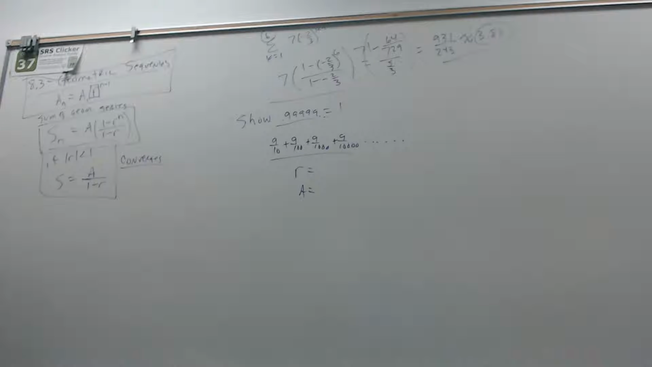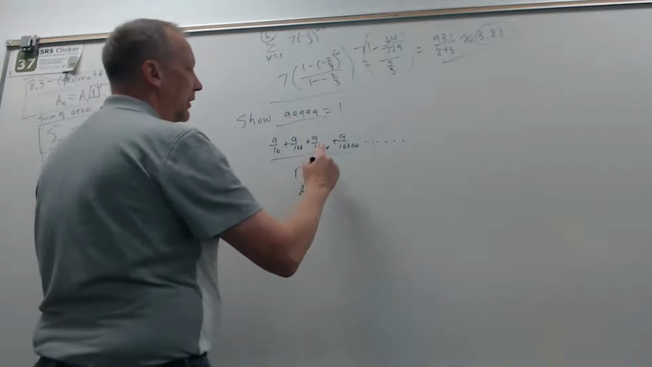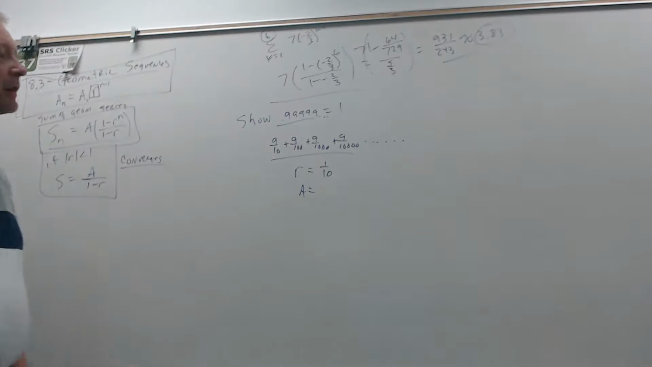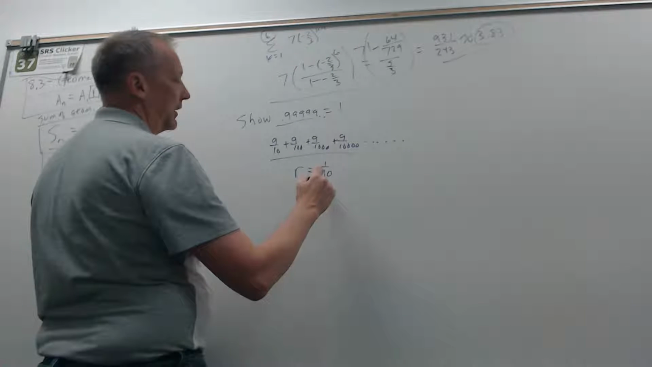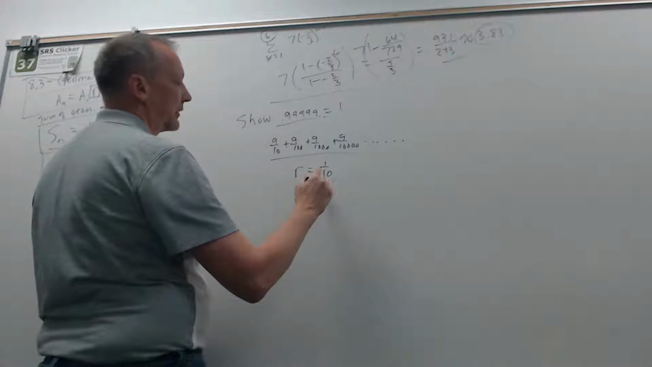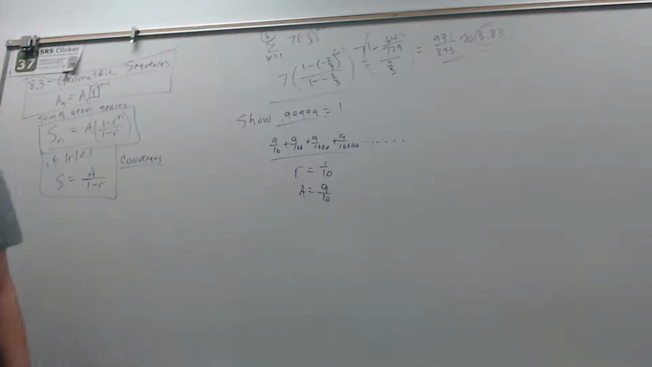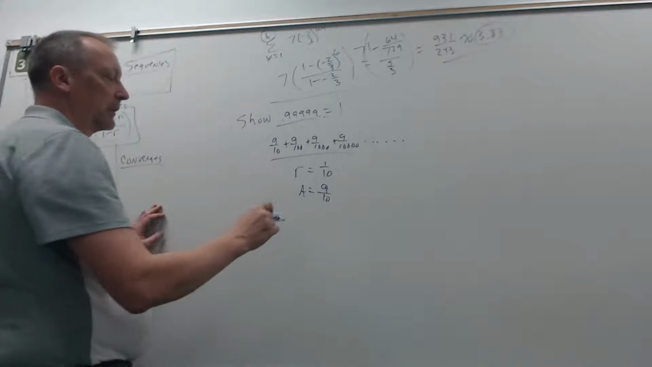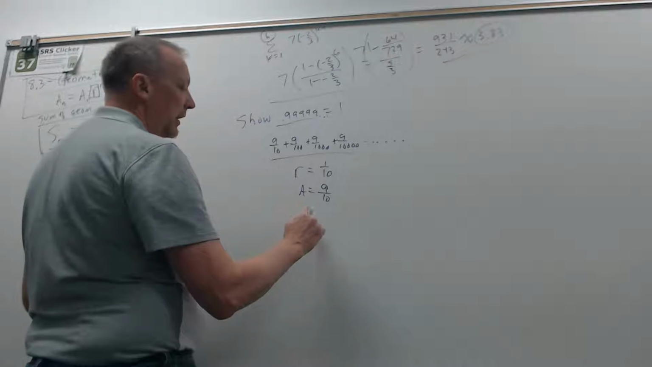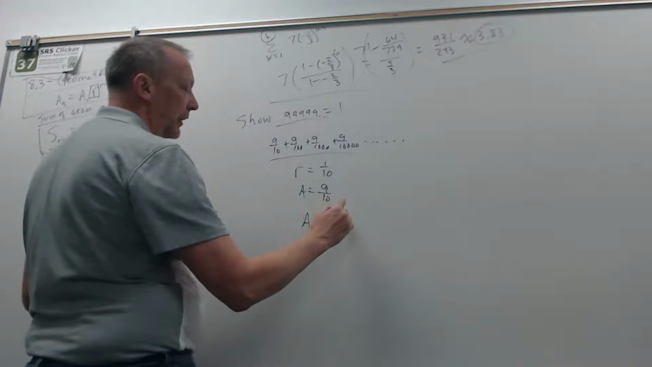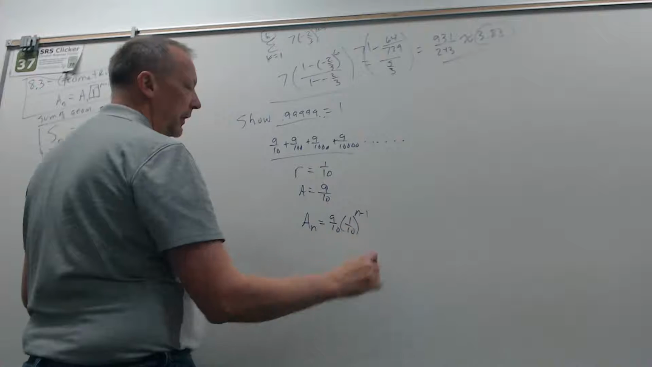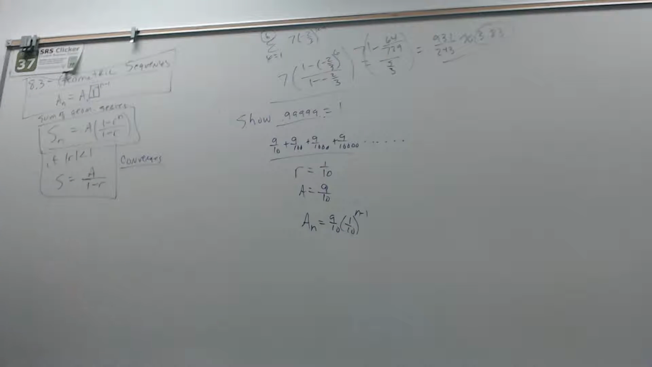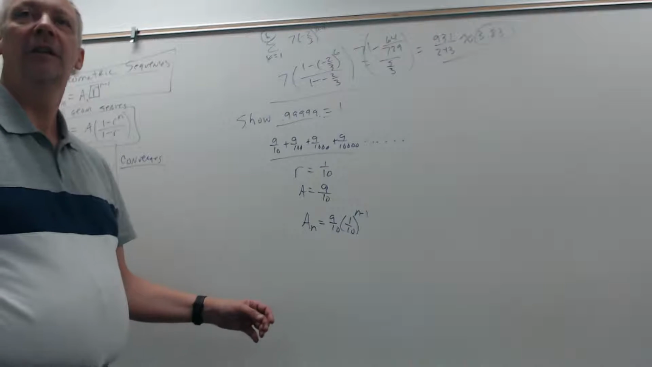So the ratio is 1/10, right? Your ratio is 1/10. And our first term is it 9/10 or is it 1? I think it's 9/10. Okay. Now, how would we make our formula? So a sub n would equal 9/10 times 1/10 to the n minus 1, right? Let's make sure that gives us the right thing here. Okay?